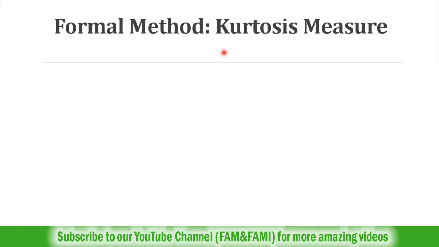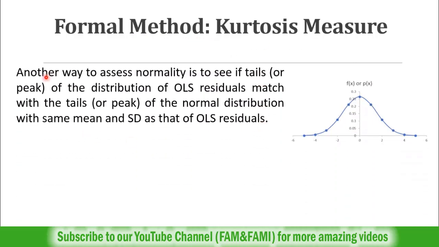Now let's discuss the second formal method, which is kurtosis measure. Another way to assess normality is to see if the tails or peak of the distribution of OLS residuals match with the tails or peak of the normal distribution with the same mean and same standard deviation as that of the OLS residuals. This is done by using kurtosis measure.